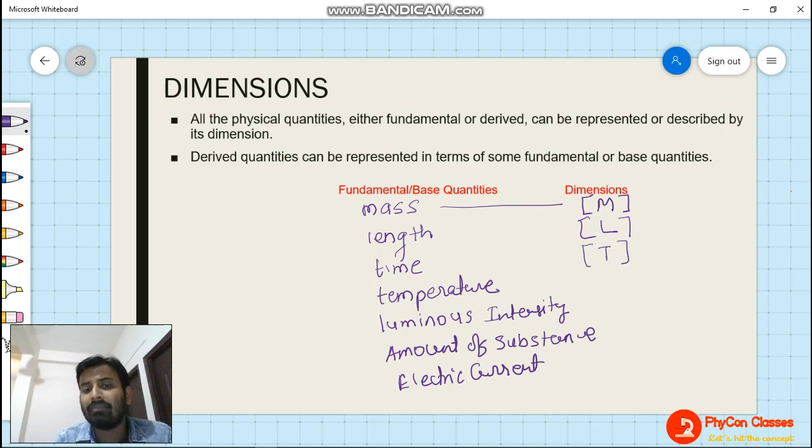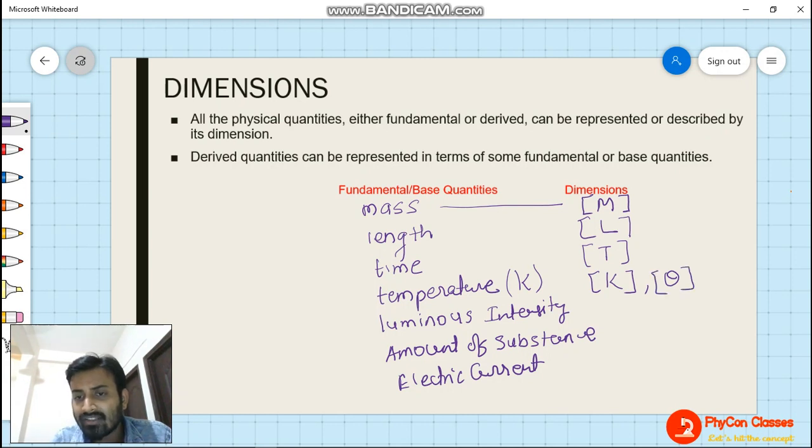Temperature. Now again, temperature and time both start with T. If I write T for temperature, then we will get confused. But the unit for temperature is Kelvin, you remember? So K is used as the dimensional notation for temperature. And in some books, you will find theta.